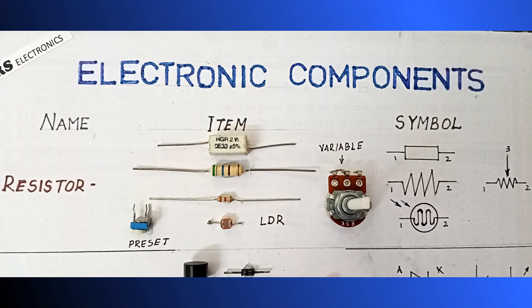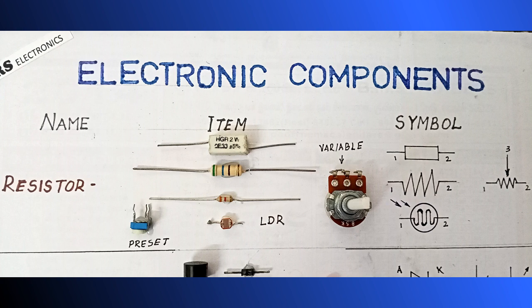That is how, once you take the resistor, you see how many types of resistors you have. In the bottom you can see the LDR, which is a light dependent resistor, the resistor which depends on light.